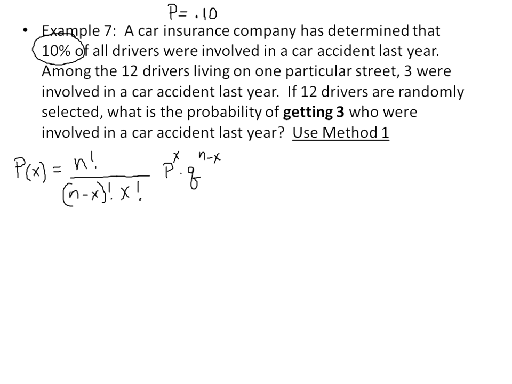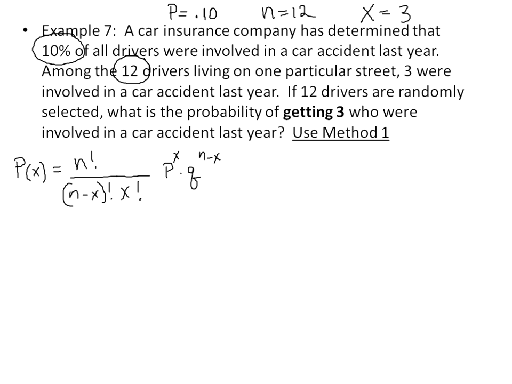Among 12 drivers living on one particular street, 3 were involved in a car accident last year. So these 12 drivers, that's your N. Among 12 drivers living on one particular street, 3 of them were involved in a car accident. So the number of successes would be the number who were involved in a car accident, because P was the probability of getting into a car accident. X is the actual number from that sample who would get into a car accident. So that would be defined as your success.